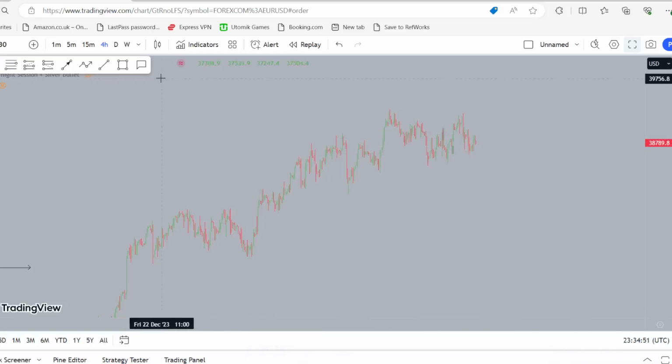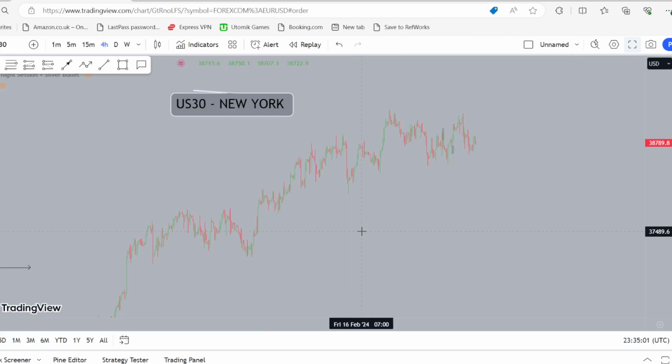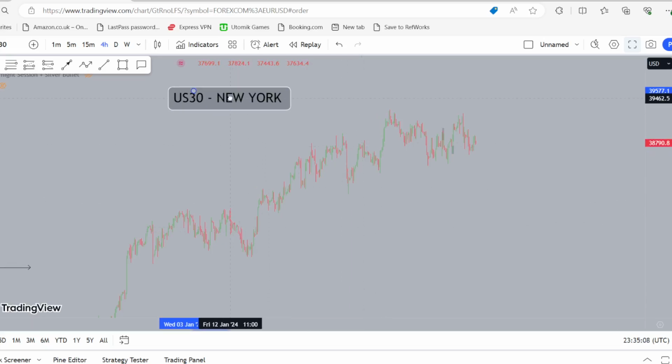Here we have the 4-hour time frame of US 30, and we're going to be going over some New York tips and tricks that you can implement into your trading, right? As we know, the US 30 primarily moves during that New York session. What do I mean by the New York session specifically? When it comes to ICT, we're of course trading time and then price.